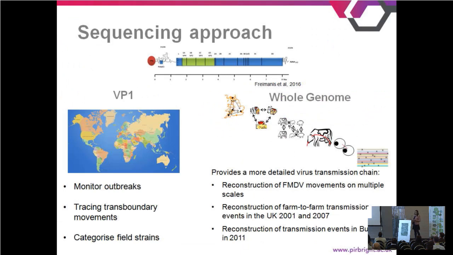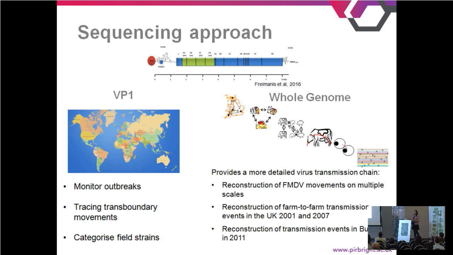There are two approaches to sequencing of foot-and-mouth disease virus. One is looking at a partial sequence, the sequence encoding the outer capsid protein VP1, and this is only about 8% of the full genome, but it is still a very powerful tool for monitoring outbreaks, tracing transboundary events, as well as categorizing field strains. Yet, there is also the depth of the data that has been collected over decades and which is available either publicly or within different repositories.